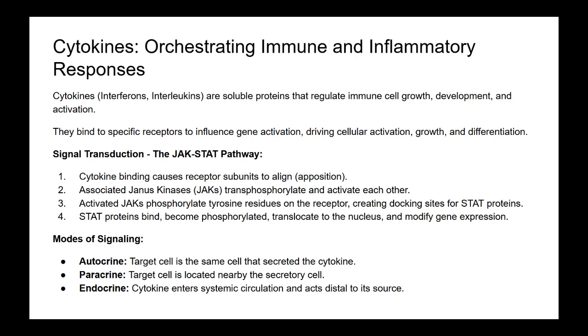Modes of signaling and cytokine communication involve three primary mechanisms. In autocrine signaling, a cell secretes cytokines that act upon the same cell, affecting its own behavior. Paracrine signaling occurs when cytokines are released by a cell and influence nearby target cells, enabling localized communication. Endocrine signaling involves the secretion of cytokines into the systemic circulation, allowing them to travel distantly and act on target cells far from their original source. These modes of action facilitate diverse and complex intercellular communication within biological systems.